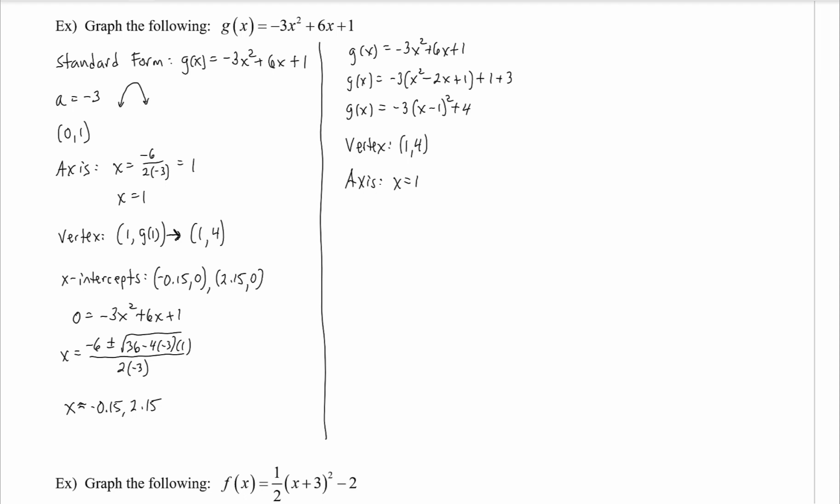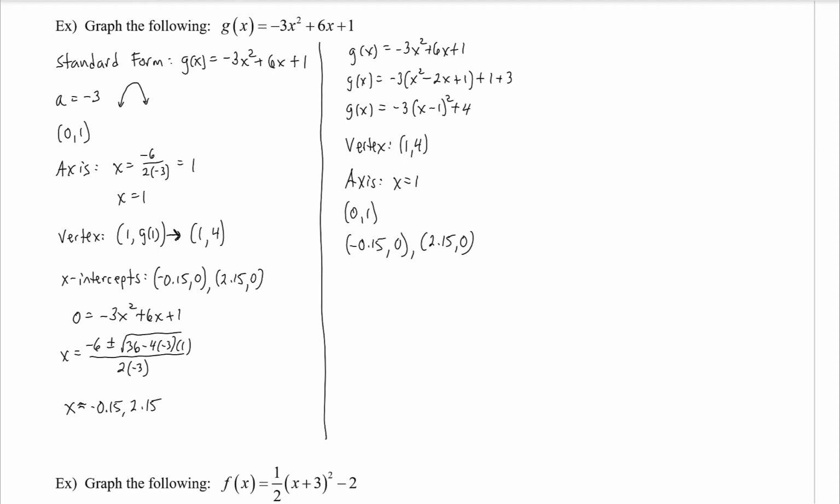So I have standard form to look at. So 0, 1 is definitely the y-intercept. I've got that by looking at it. And my x-intercepts I've already found earlier. I don't need to find them again. So it's negative 0.15, 0, and then 2.15, 0. So again, we get a lot of that information pretty quickly by turning it into vertex form.